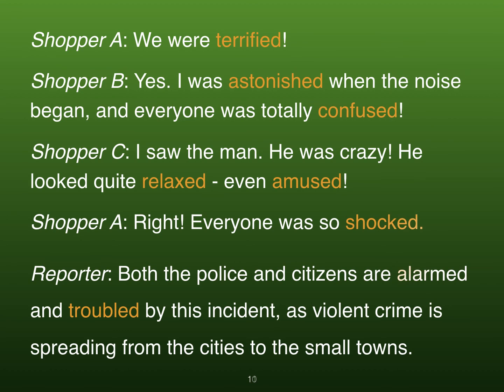You can see that all of these adjectives end in the letters ed. And in this case, these words are describing people's feelings or people's responses to the incident. The ed adjectives are all about the effect of the attack on the people.